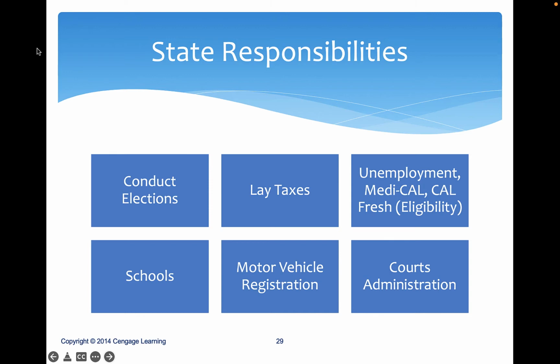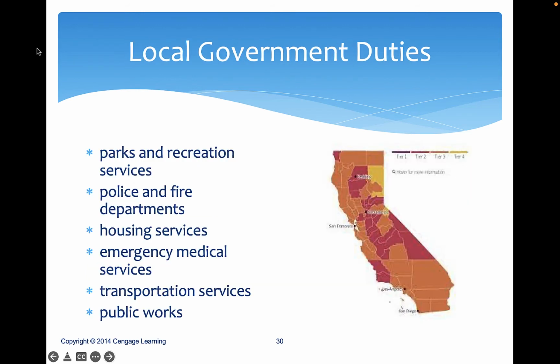States also have the ability here in the United States to conduct their own elections for state offices, and also federal offices. We have elections that are run by the state, and they even go down to being administered by the county. They can lay taxes, as we know California is one of the states that has an income tax. They can administer unemployment. Things like CalFresh, which you might know as EBT or food stamps, these social welfare programs. They administer schools, motor vehicle registration, and the courts. The courts are under state guidance.